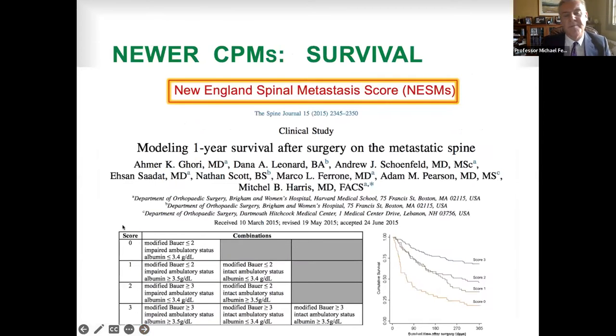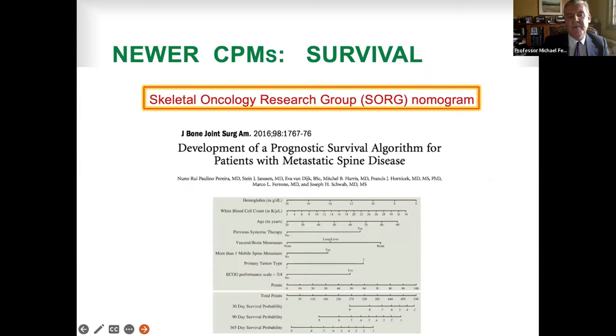So what's available? So one clinical prediction model is the New England Spine Metastasis score. And this was published in the Spine Journal about 7 years ago. And this does allow for some stratification of patients. And then there's the Skeletal Oncology Research Group nomogram.